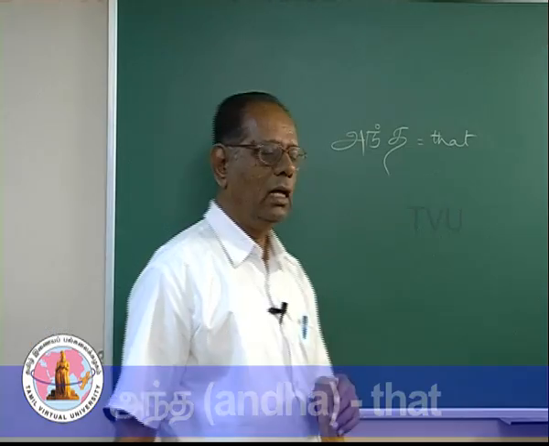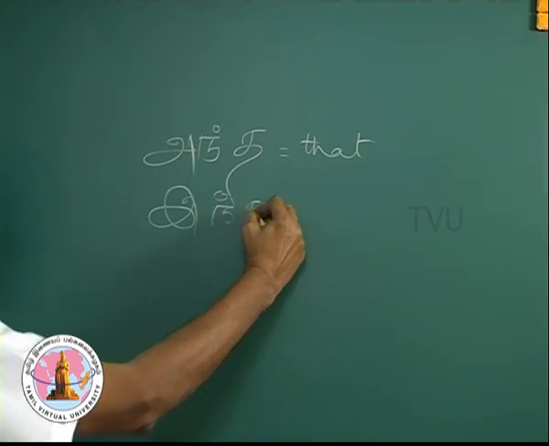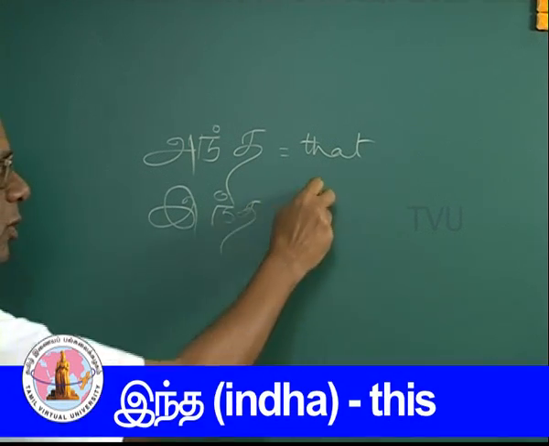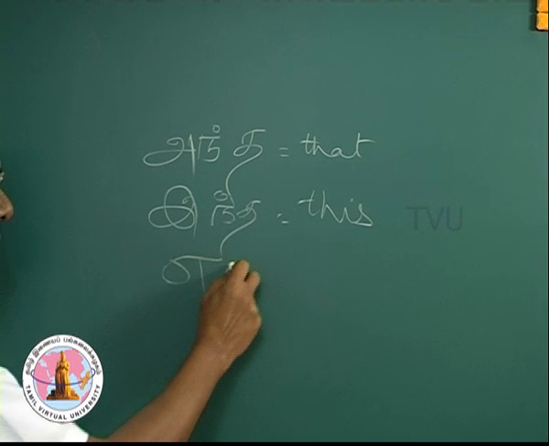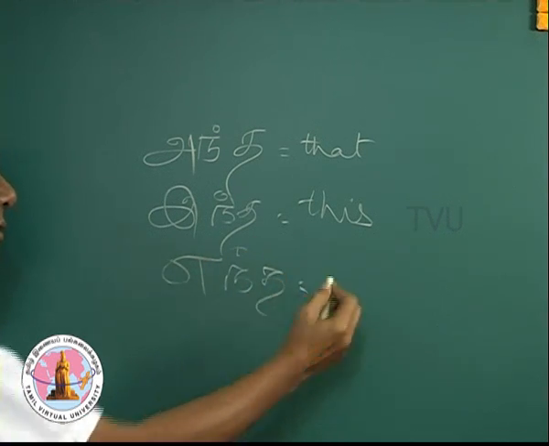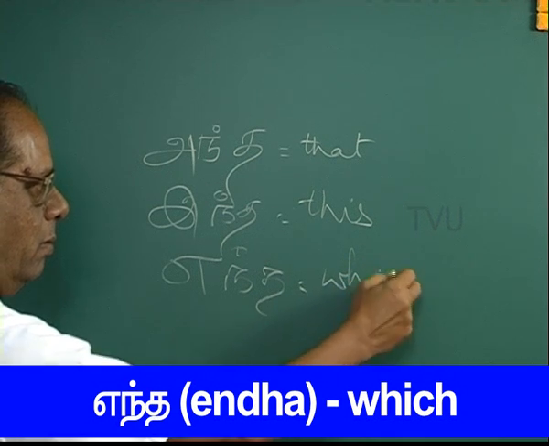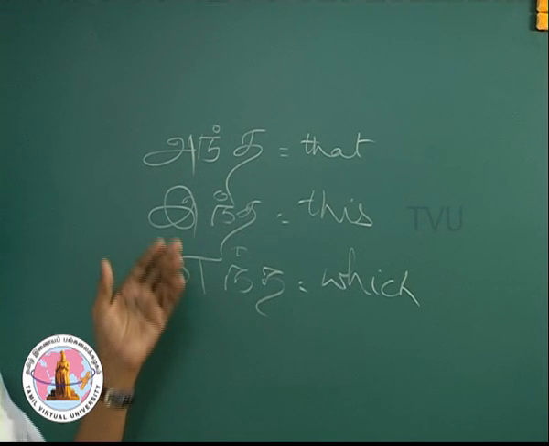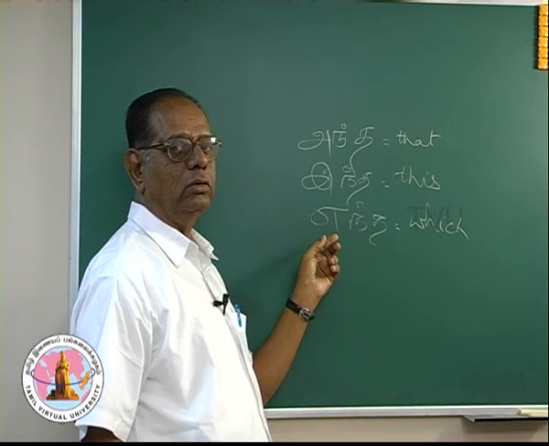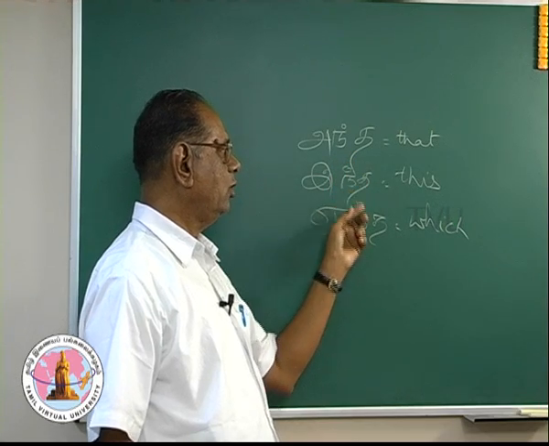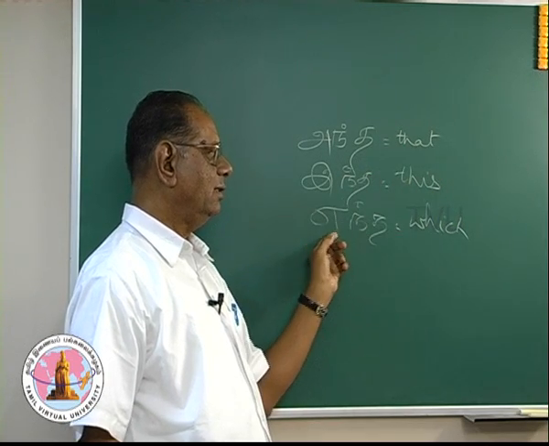that. Naturally, you have in the, this will be this. This is in the which. Please remember, a, e, a are indicative. They always go together. If you know one word, naturally you can form the other two. So, anda, that, in the, this, in the, which.